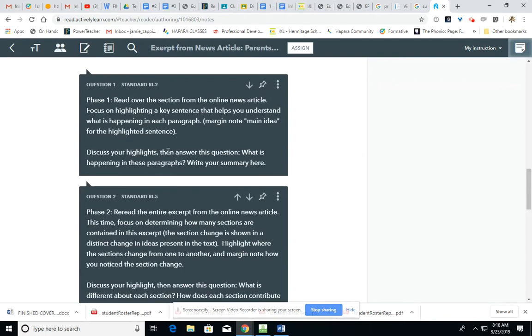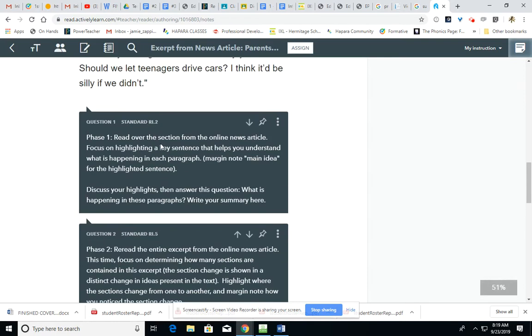After you get those highlights, discuss them with your group, and then you need to answer the question, what is happening in these paragraphs? What is the author talking about? What events are taking place in those paragraphs? And you would provide your summary after that first initial phase of reading.